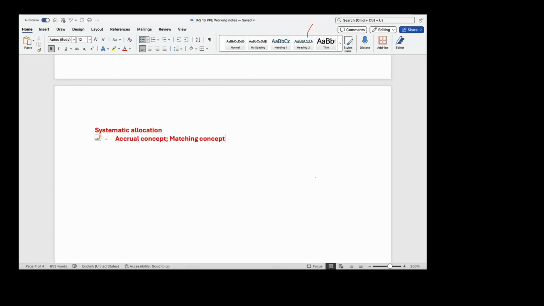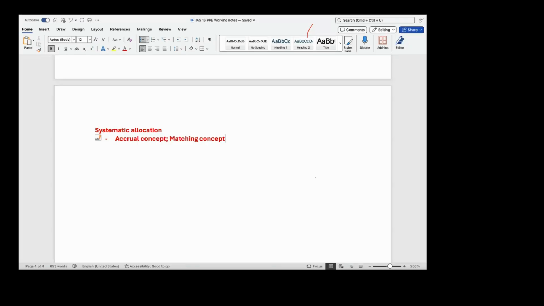So if you have an asset that you bought for 100 million, and you know that at the end of its useful life, this asset will still have a value of 10 million, it means that you will not be able to allocate the entire 100 million. What you can allocate is only 90 million. So you would systematically allocate that 90 million over 5 years. That's how it works. That's the whole idea of depreciation.